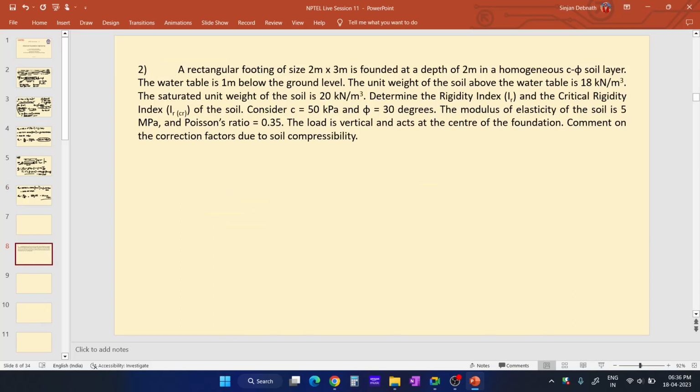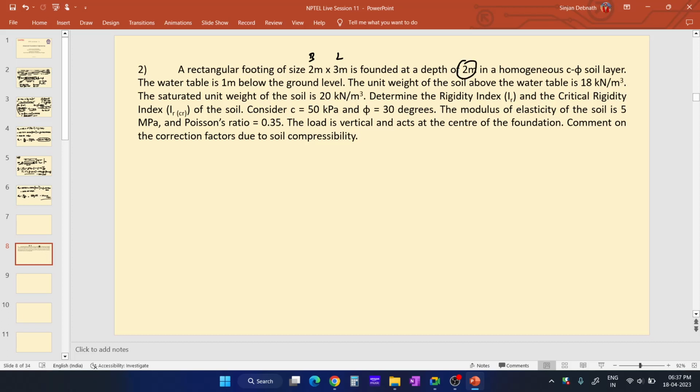So this is the next problem. So let me read out this problem once. A rectangular footing of size 2 meter by 3 meters. So this is B, the breadth of the footing. This is the length of the footing. It is founded at a depth of 2 meter in a homogeneous C-phi soil layer. This is the depth of the foundation.